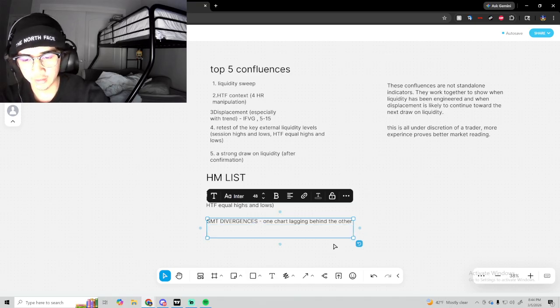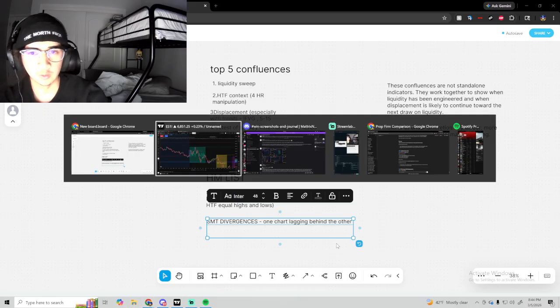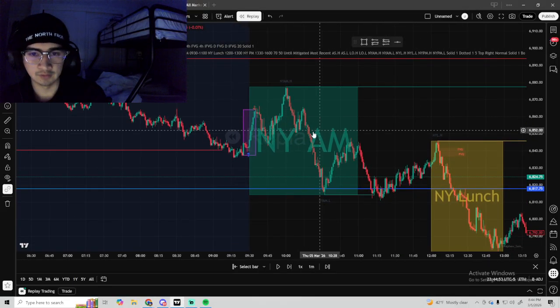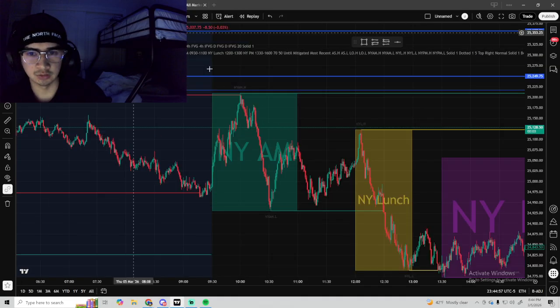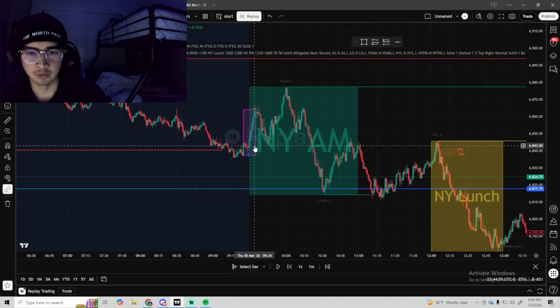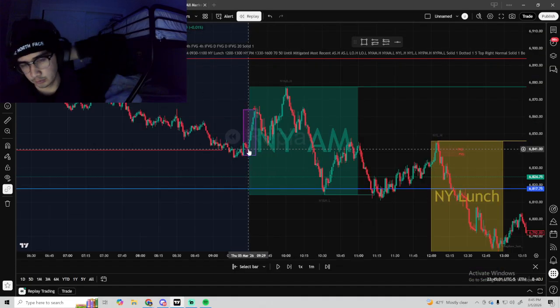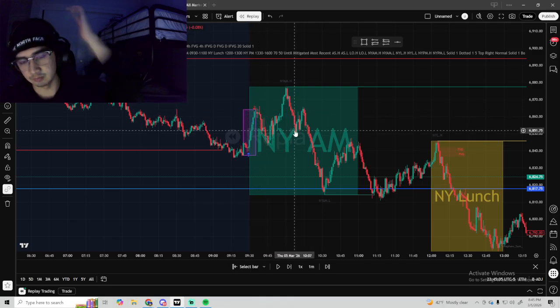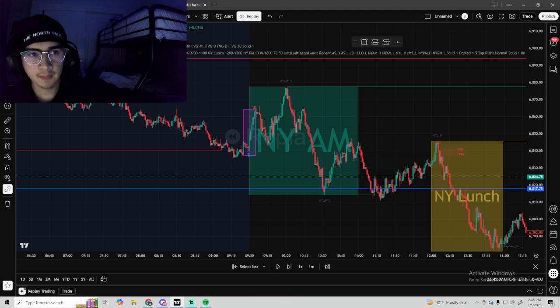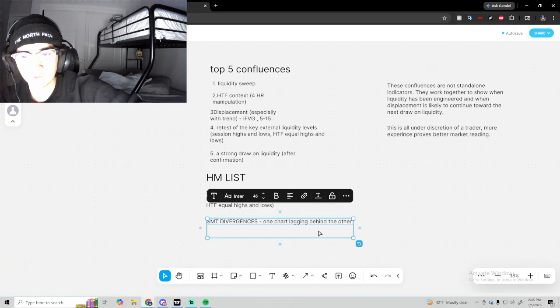A rule I have for SMT divergences is that you should go break even if you're on the lagging chart and the other pair decides to sweep. I was on ES today. If I had decided to stay in this long where it actually took out this high, I would probably go break even, or honestly, I would probably already be in profit. I would already have hit my TP by now. But yeah, just go break even if you're in an SMT divergence and you see what's happening.